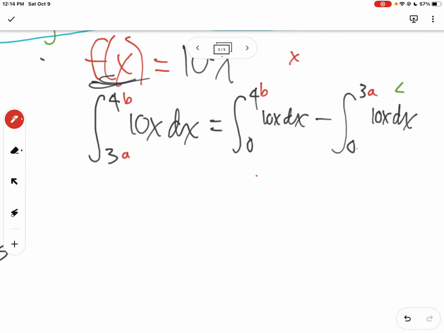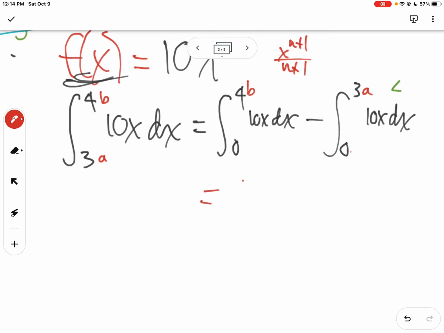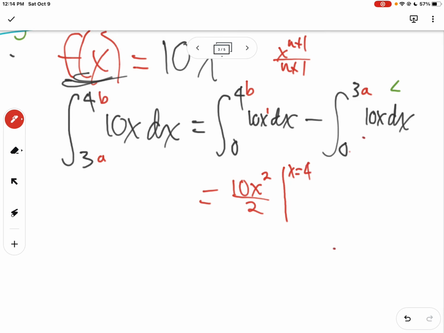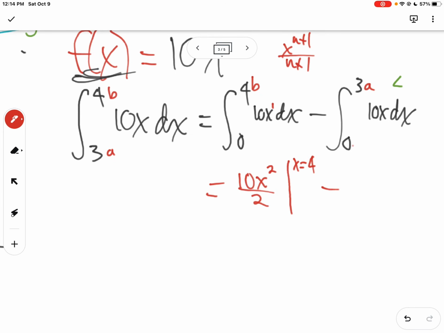All right, so let's do our rule. X to the n plus 1 all over n plus 1. So that's going to equal 10x to the n plus 1. Well, that's 1, so that's going to be 10x to the 2 divided by 2. And then that's going to be evaluated. What we do is we put in x equals 4. Okay, then I'm going to minus off the integral here, which goes from 0 to 3. But it's still going to be 10x squared over 2, right? X to the n plus 1 over n plus 1. And now that's going to be evaluated at x equals 3.